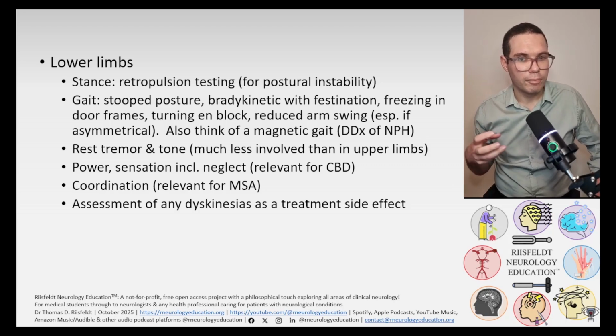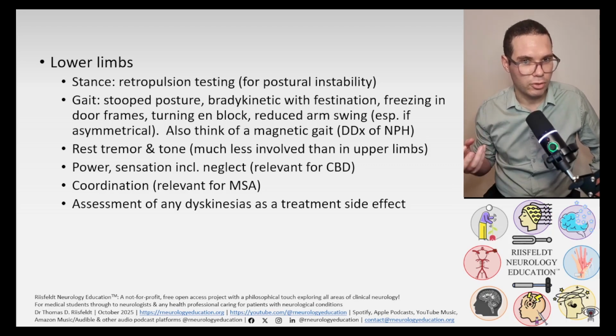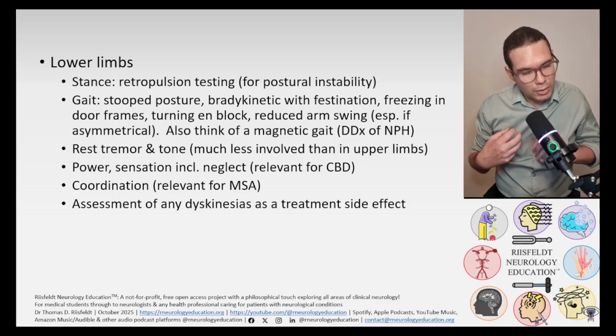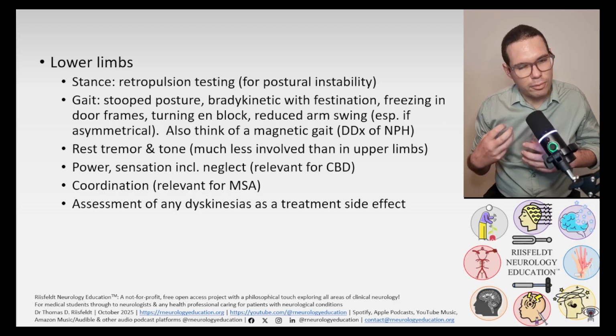Distinguishing NPH from Parkinson's disease or other extrapyramidal syndromes is not always straightforward, especially because some of the clinical features can overlap to some extent. So the gait in NPH is this magnetic gait.